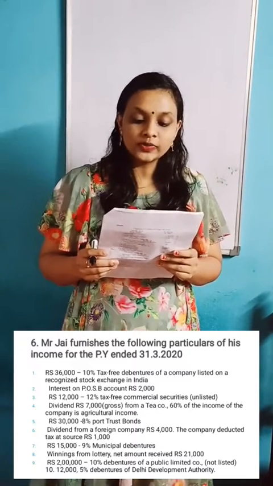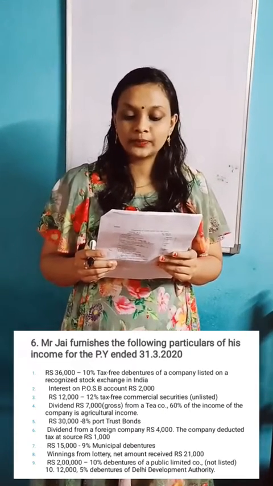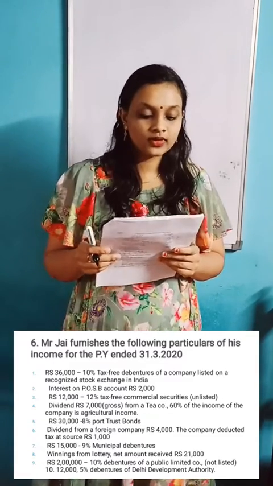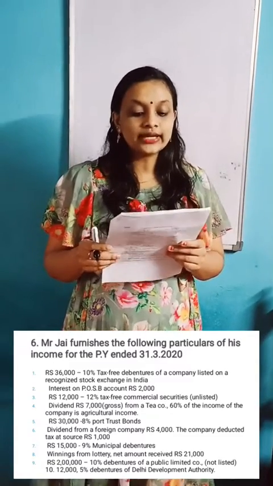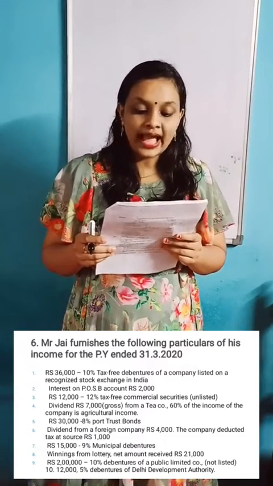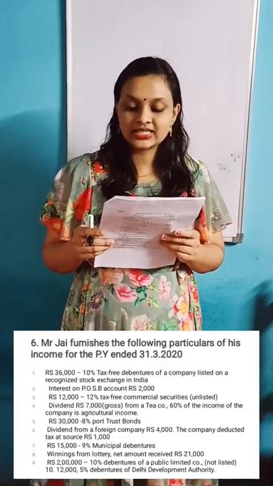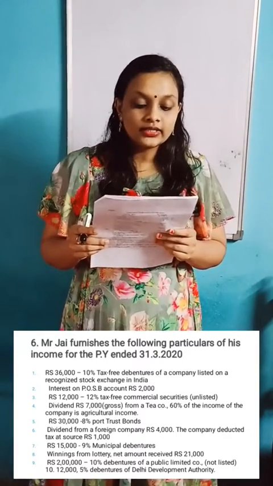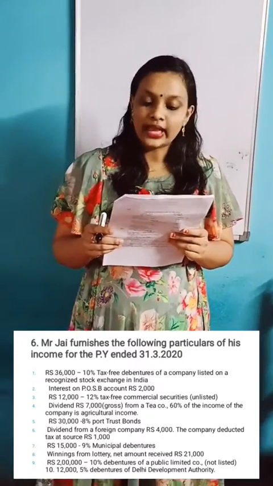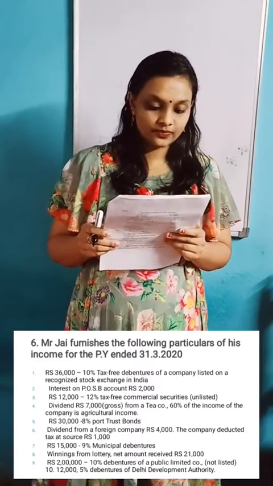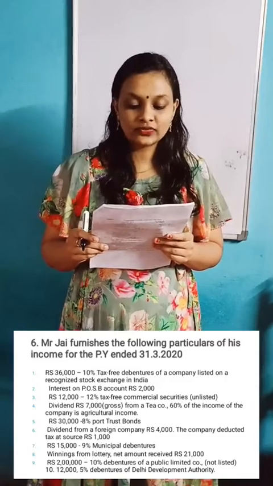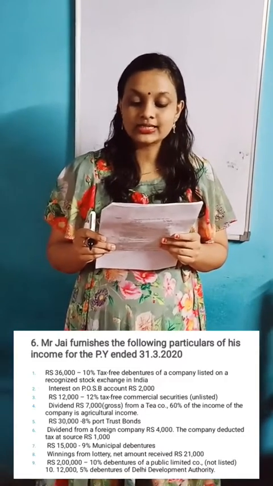He enters the following particulars of his income for the previous year ended 31st March 2020. Rupees 36,000, 10% tax-free debenture of a company listed on a recognized stock exchange in India. Interest on post office savings bank account rupees 2,000. Rupees 12,000, 12% tax-free commercial securities unlisted.